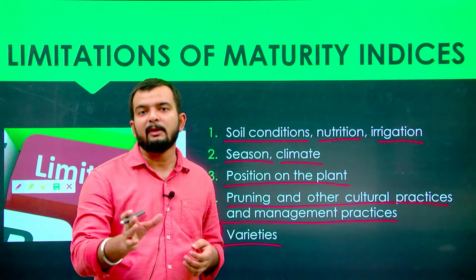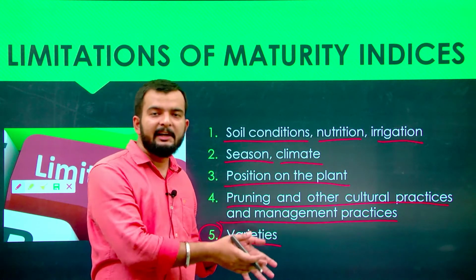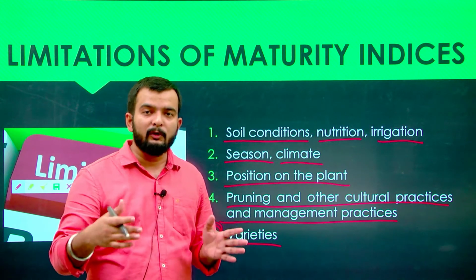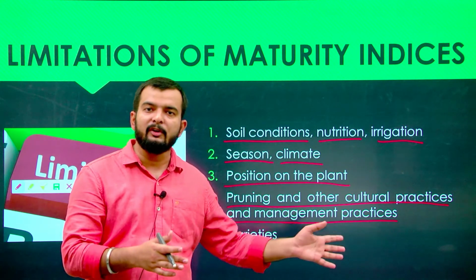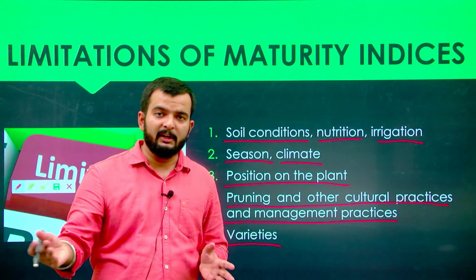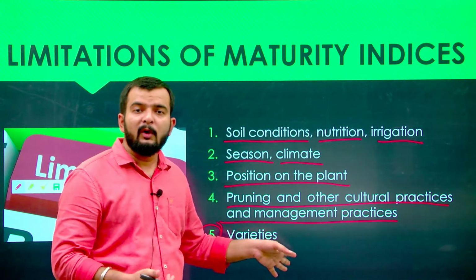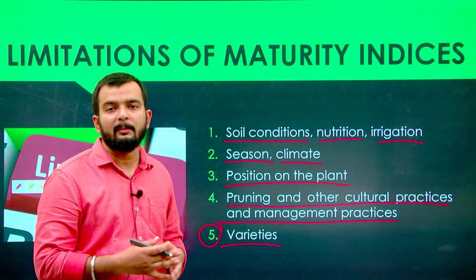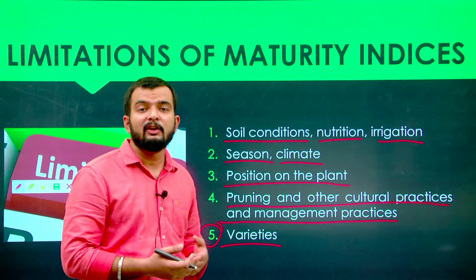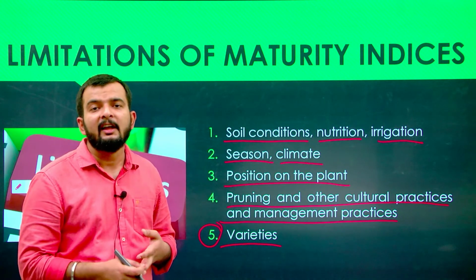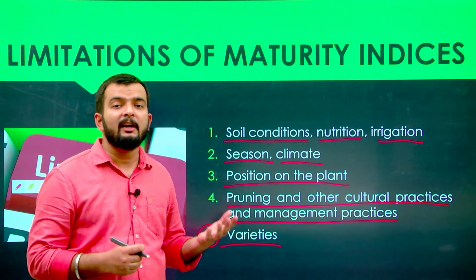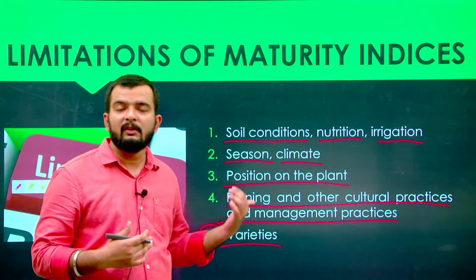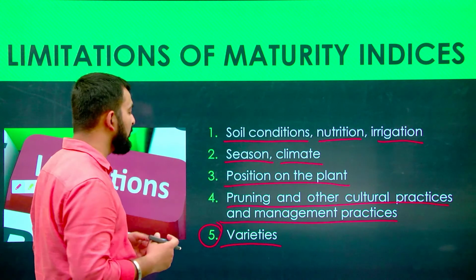Now varieties: there are n number of maturity indices, and these in general are based on the type of fruit. Suppose you are calculating for mango, your maturity index will say mangoes require this much time for maturity between your blooming and your maturity. But it does not take into account the variety of the mango we are talking about. So this harvesting or maturation or ripening period will vary from variety to variety. There are a lot of varieties of mangoes, so this maturation period will vary depending on the variety of your mango also.